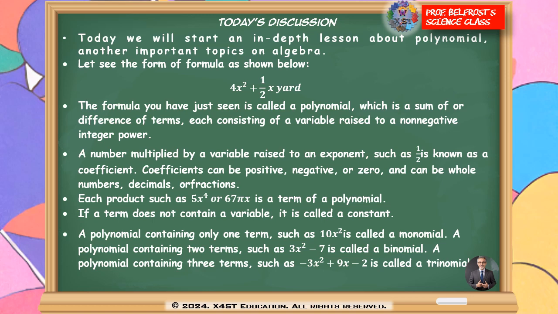A polynomial containing only one term, such as 10x squared, is called a monomial. A polynomial containing two terms, such as 3x squared minus 7, is called a binomial. And a polynomial containing three terms, such as minus 3x squared plus 9x minus 2, is called a trinomial.